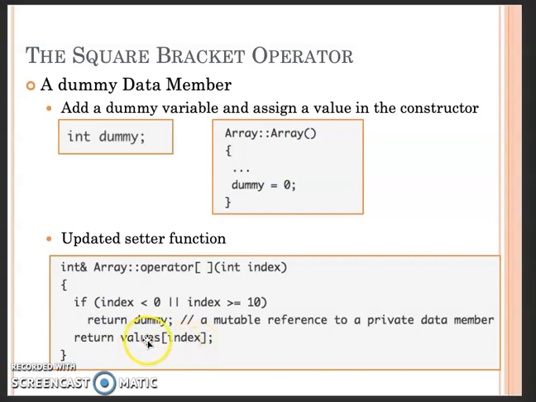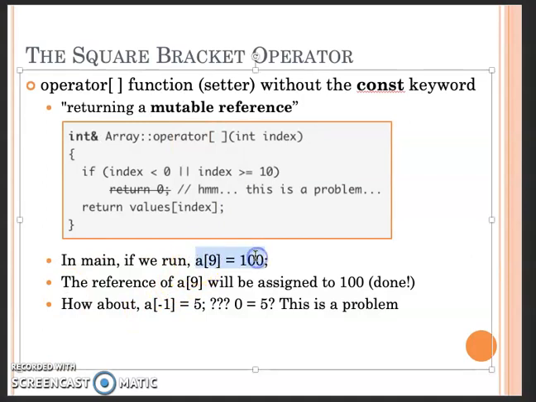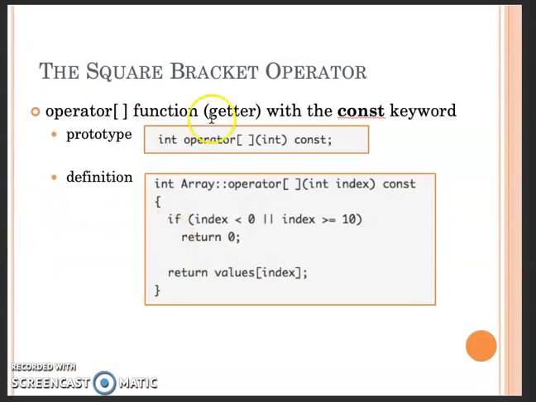Okay. So if I return the location, you can see here, when I have A[9] and I assign 100, I return the A[9] location. So 100 can be assigned to that value. So that's our square bracket setter function. Yeah, so then we finish the setter function. Then that's our last one.